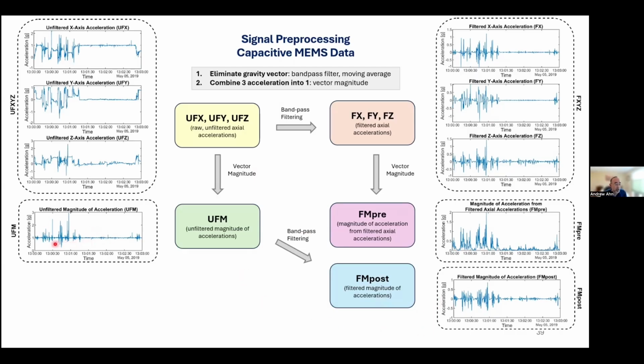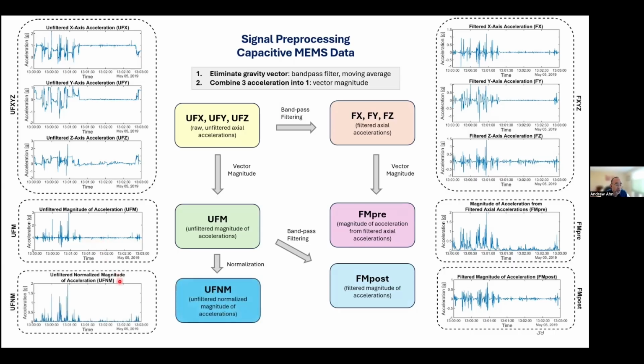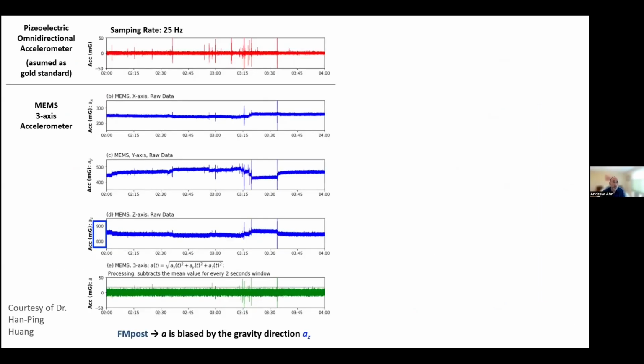Now you can see here that the gravity vector magnitude is 1. So there's another option: simply eliminate this 1, establish 0, and then create an absolute value. That's another option here, which is called UFM. So the question is, which one should you use? Should you use FMpre or FMpost? I wanted to go into a little bit of the intricacy of this because it gives you an idea that this is not really that straightforward.